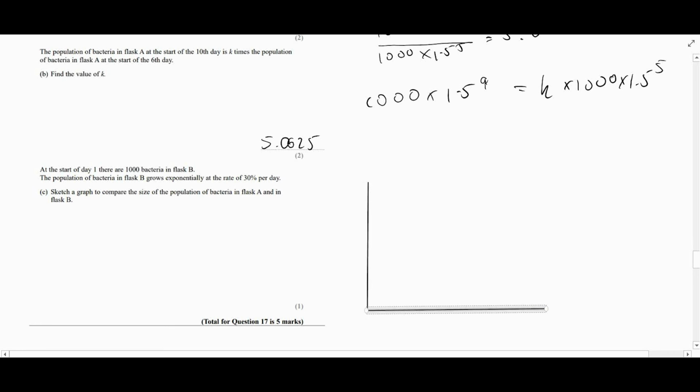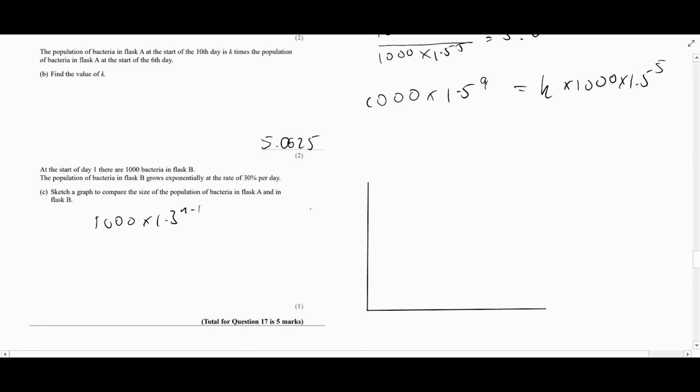So we have to sketch A and B. So B is basically the same as A, except it's 30% per day. So what that really means is that instead of 1.5, it's 1000 times 1.3 to the n minus 1, which just means it's a slightly smaller increase. It's still exponential.